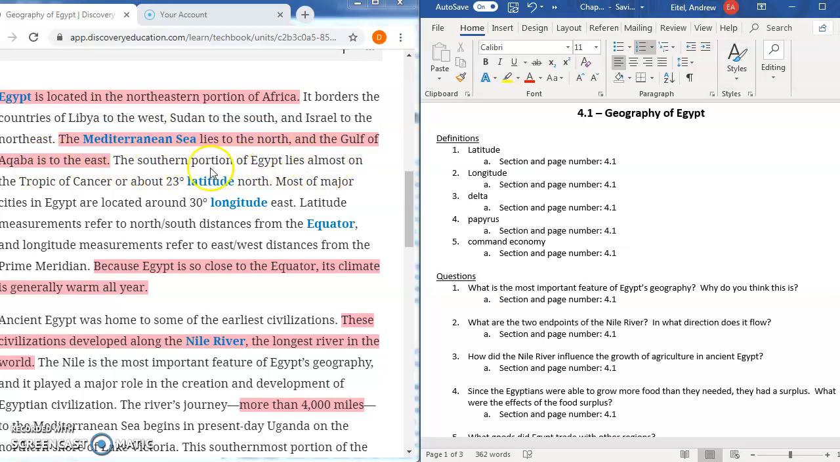Southern portion of Egypt lies almost on the Tropic of Cancer, or about 23 degrees latitude north. Most of the major cities in Egypt are located around 30 degrees longitude east. Latitude measurements refer to the north-south distances from the equator, and longitude measurements refer to the east-west distance from the prime meridian. Because Egypt is so close to the equator, its climate is generally warm all year. So, as we see over here, latitude and longitude definitions, you have them right there, and they give even little definitions for them here, but you can get more information from clicking on these blue links.